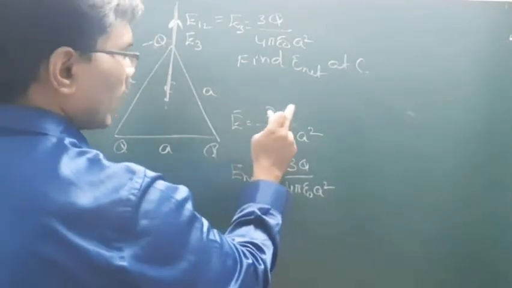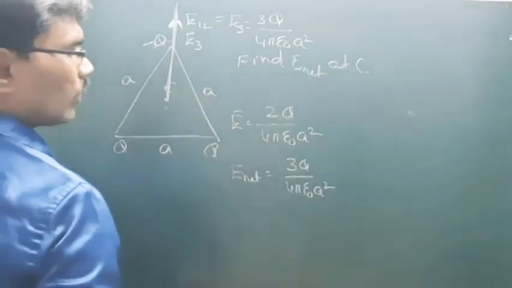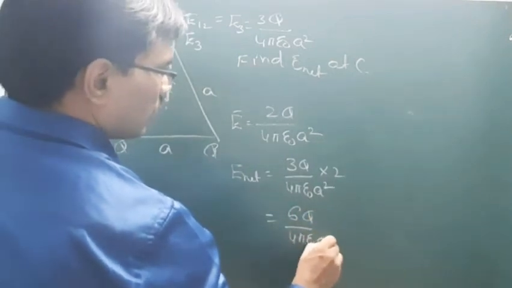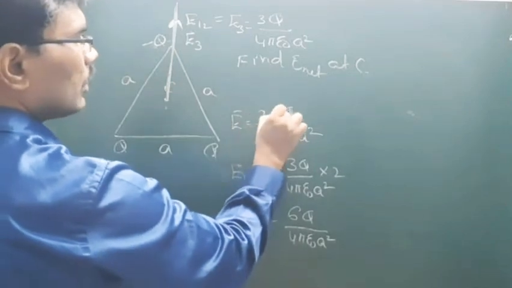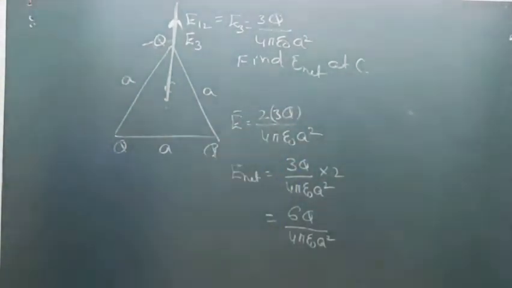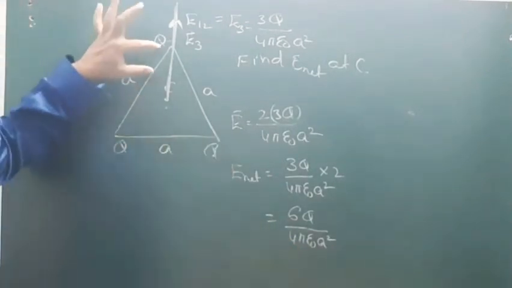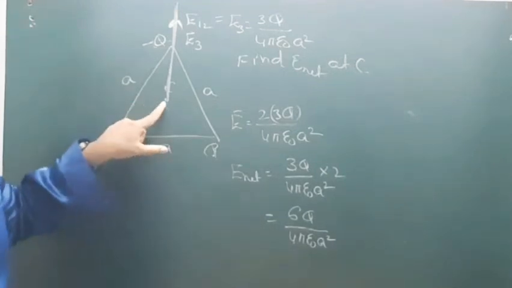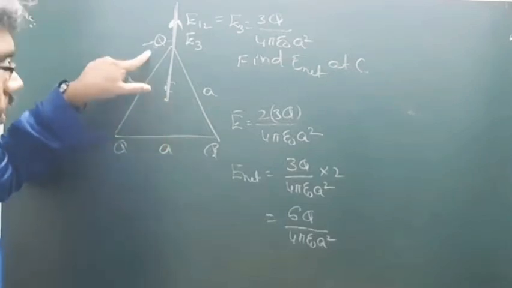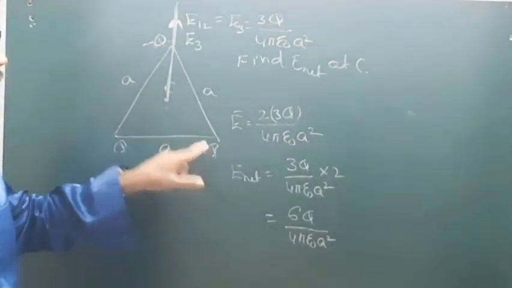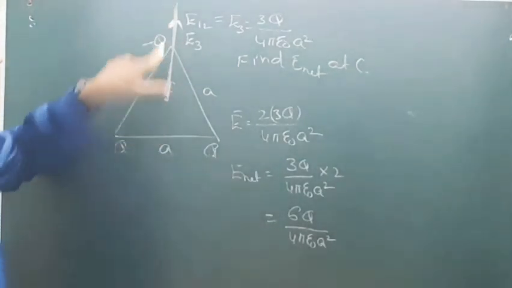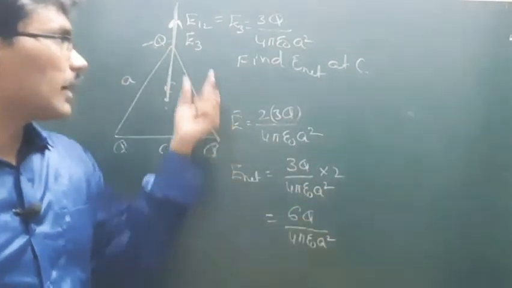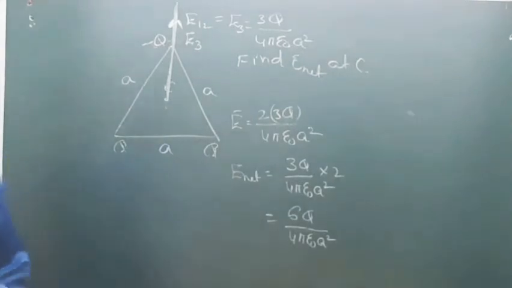Right. So here it is two times the field due to a single charge, into 2. So it is 6q divided by 4 pi epsilon naught A square. So if no charge is there here, the resultant of these two charges is equal to the field of one charge at this point. Then if minus Q charge is there, in addition to the resultant of these two fields, this second field is also coming in the same direction, minus Q. So therefore, double impact now. So 3Q by 4 pi epsilon naught A square plus again 3Q by 4 pi epsilon naught A square. So that's all.